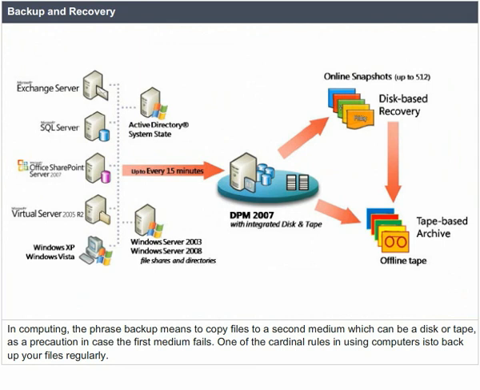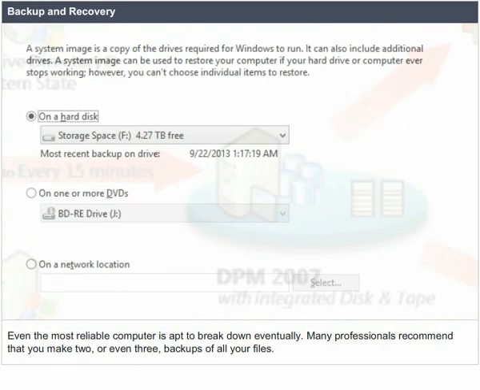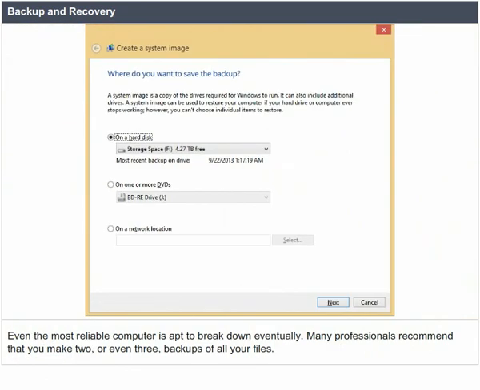In computing, the phrase backup means to copy files to a second medium, which can be a disk or tape, as a precaution in case the first medium fails. One of the cardinal rules in using computers is to back up your files regularly. Even the most reliable computers are apt to break down eventually.